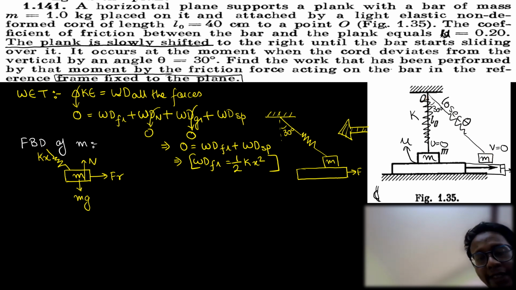So out here x is equal to L naught sec theta minus L naught. If you take L naught common, L naught into sec theta minus 1. This is the value of x. The problem is, what is the value of k? I need to find out the value of k out here.